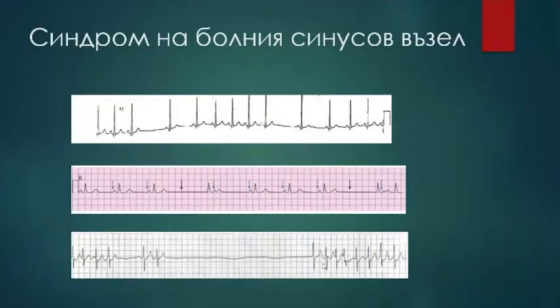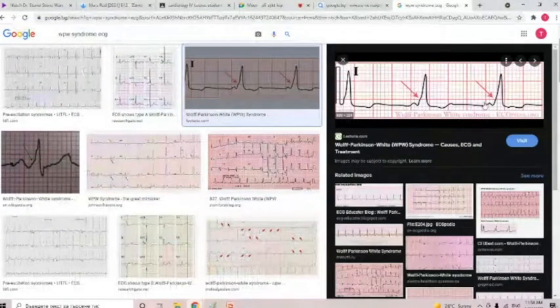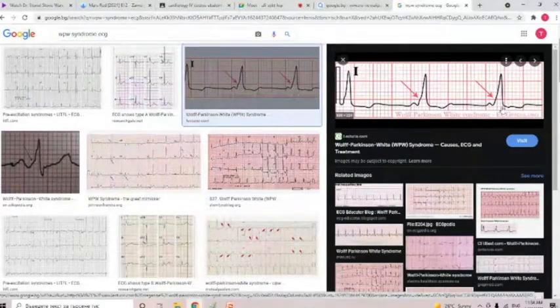Okay. Sorry, could you run through those criteria again? Other criteria: short PR interval, wide QRS complex due to the delta wave, and ST segment abnormality, usually depression. Whenever you have positive delta wave, you have ST depression. Thanks.